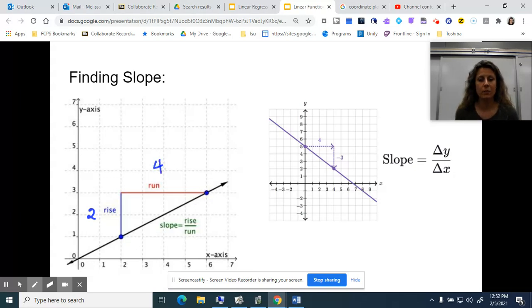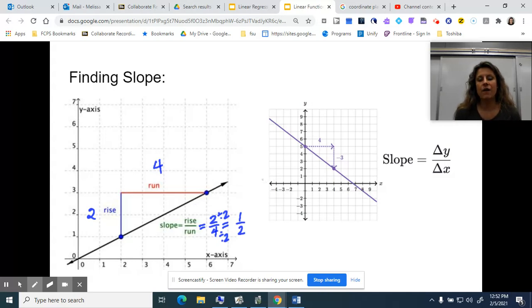We would find the slope by taking the rise and dividing it by the run. We usually see the slope left as a fraction in reduced form. So the rise is 2, the run is 4, but if we wanted to reduce this, notice that they're both divisible by 2. So the reduced form would be 1/2. So this has a slope of positive 1/2. It is increasing as I move from left to right.